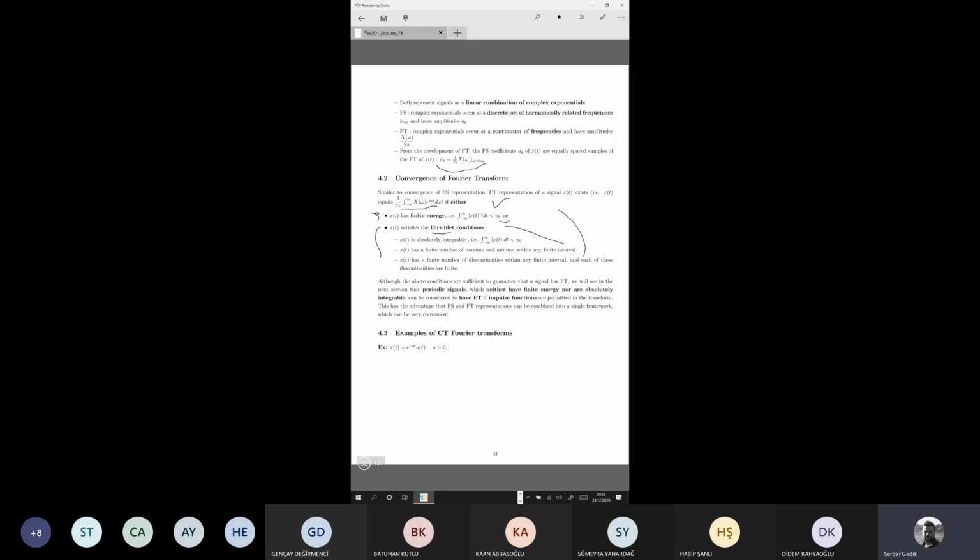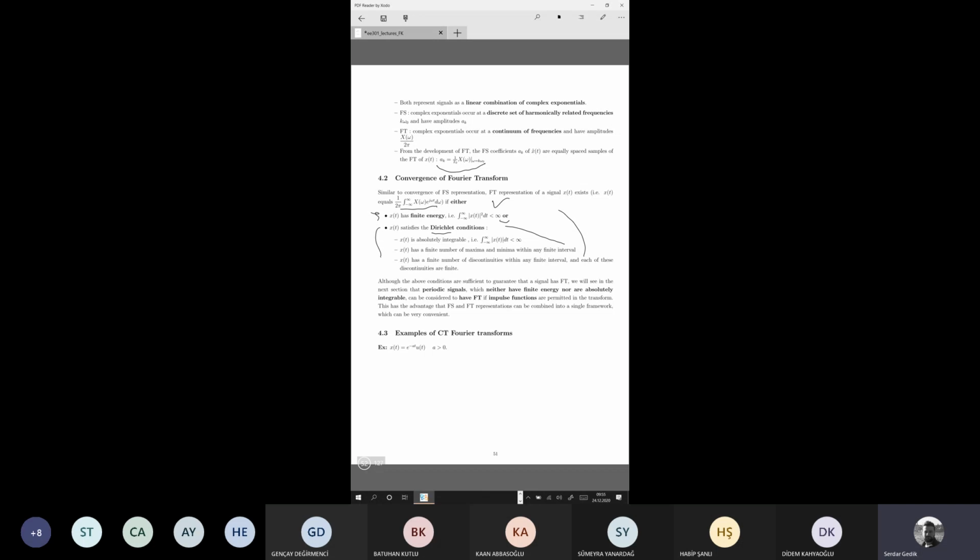Although these conditions are sufficient to guarantee that a signal has a Fourier transform, we will see that for periodic signals these conditions are not satisfied. But actually we will see that if impulses are allowed in the representation, periodic signals can also have a Fourier transform representation, which we will see in a moment.